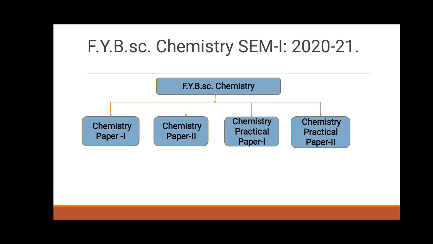In chemistry paper 1, we are going to discuss the overview of unit second. Chemistry paper 1 and chemistry paper 2 are the two theory papers. On the basis of that, there is practical, that is chemistry practical paper 1 and chemistry practical paper 2. Today we are going to overview chemistry paper 1, unit second, that is atomic structure and periodic table.